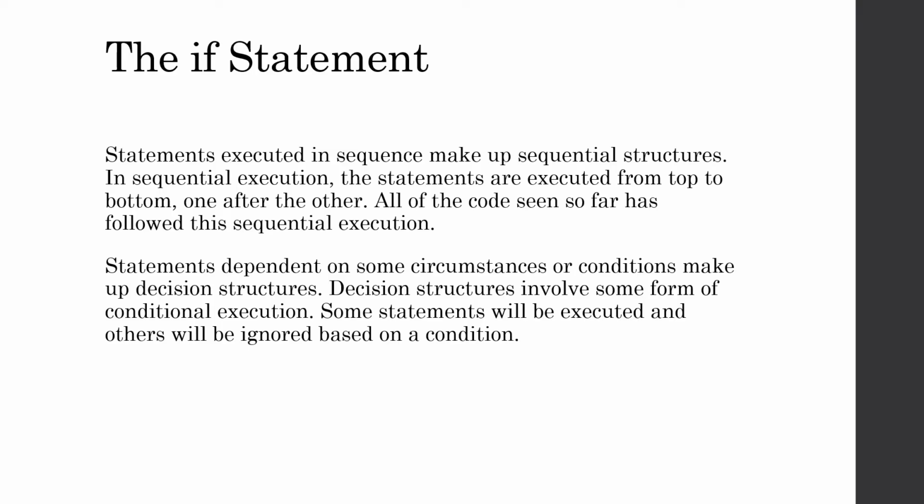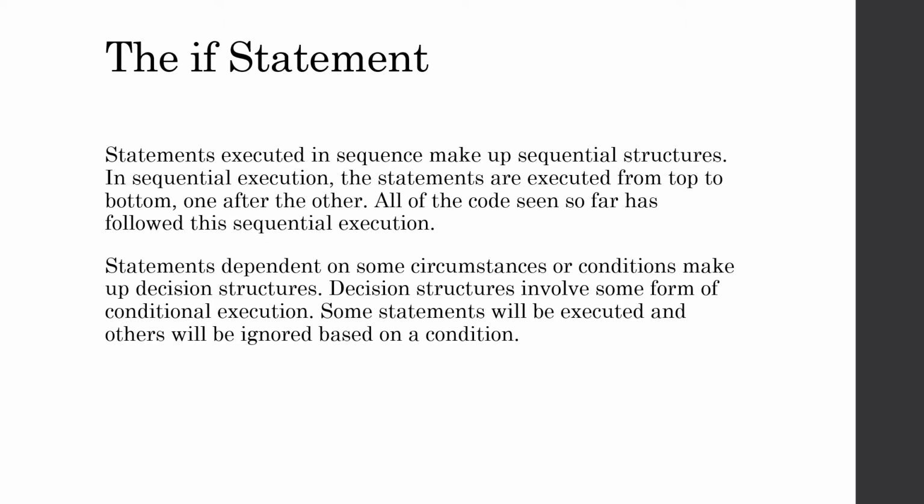So the first thing we're going to take a look at, the most basic decision structure, is going to be the if statement. So to make sure that we understand everything that we've covered so far and what we're going to be getting into now, we've dealt with statements that are executed in sequence. These are going to be our sequential structures. So all of the code that you've seen so far has followed this sequential execution where the statements are executed from the top to the bottom, one after the other. So you go into the main method of your program. The very first line that you encounter in there, you're going to execute that, and then you're going to work from that down through the main method.